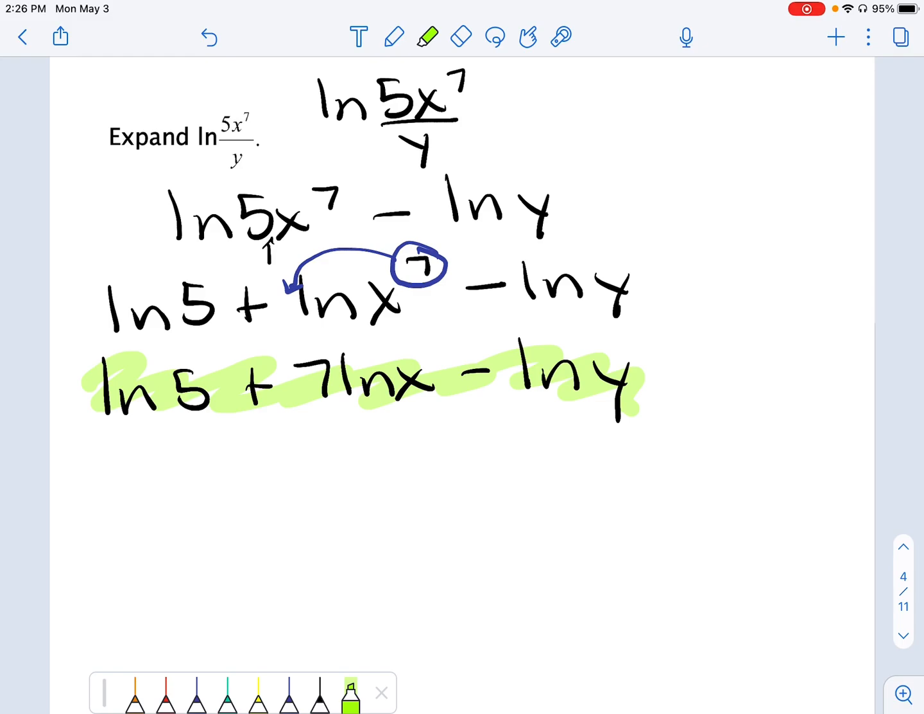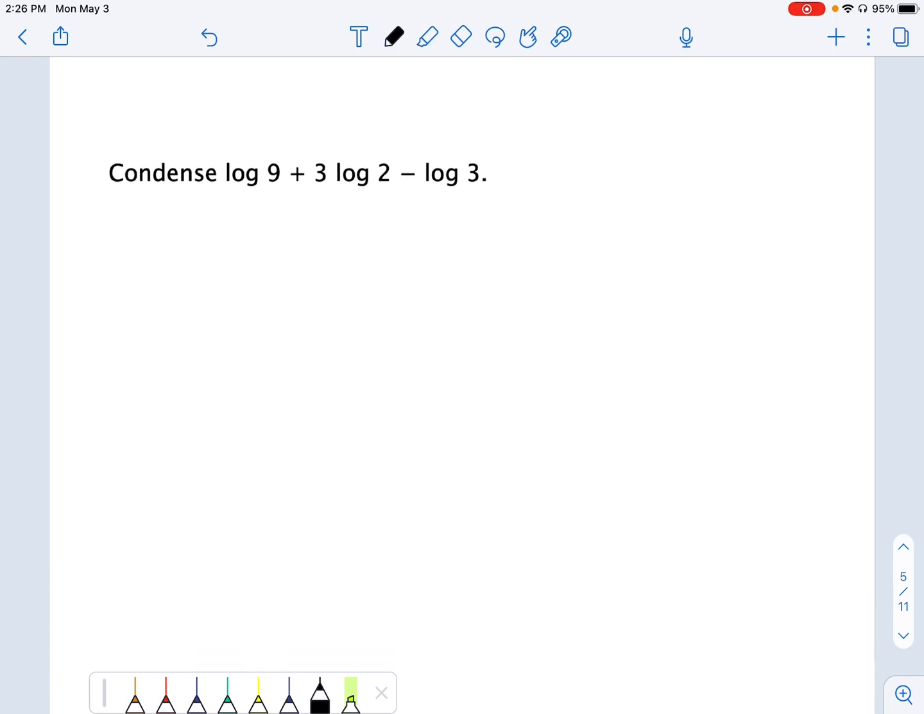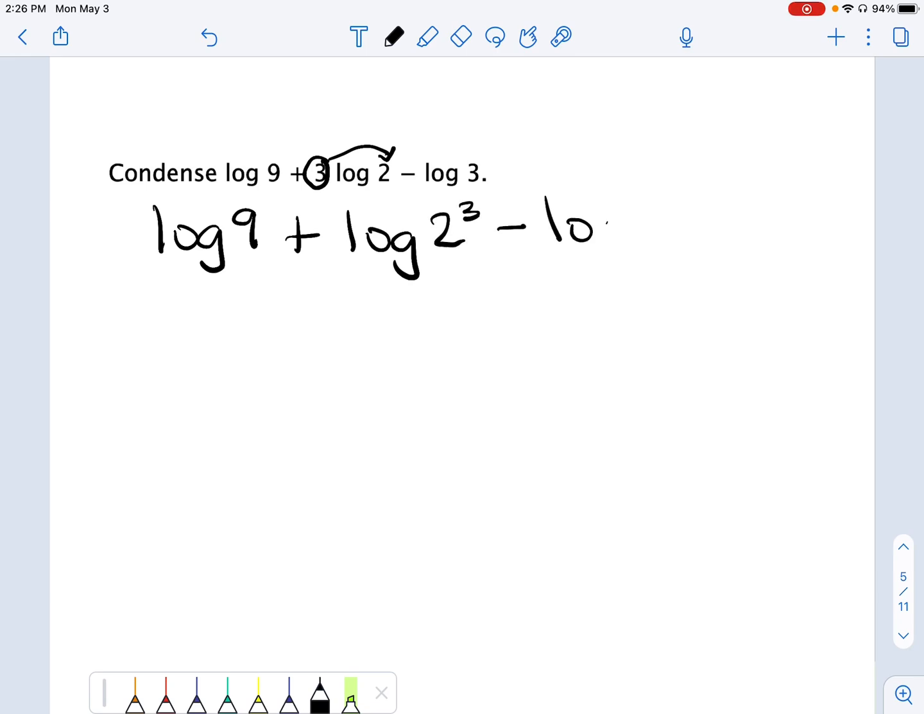Now let's move to condensing. Okay. First thing I want you to see here for condensing is the number that's here in front is going to turn into the exponent. So common log 9 plus common log 2 to the 3rd power minus common log 3. Okay, now notice the addition.